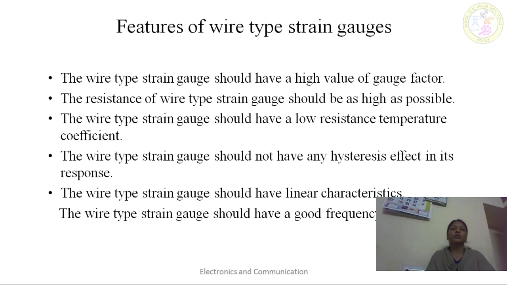So, let us go through the features of wire type strain gauges. The wire type strain gauge should have a high value of gauge factor. Its resistance should be as high as possible. It should have a low resistance temperature coefficient. It should not have any hysteresis effect in its response. It should have linear characteristics. It should have a good frequency response. These are some features of the wire type strain gauge.